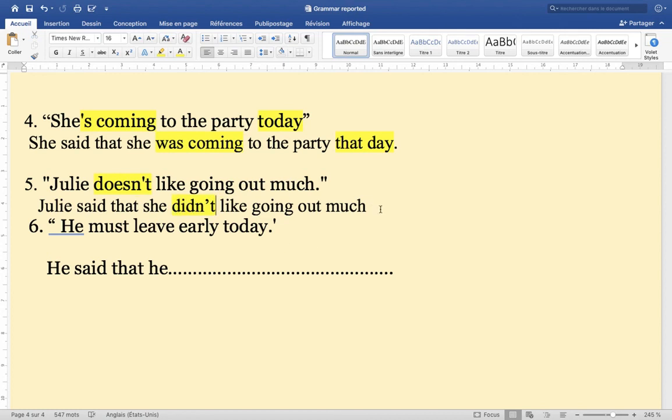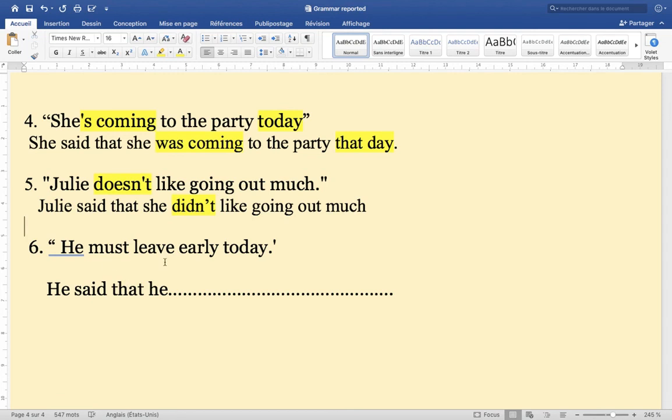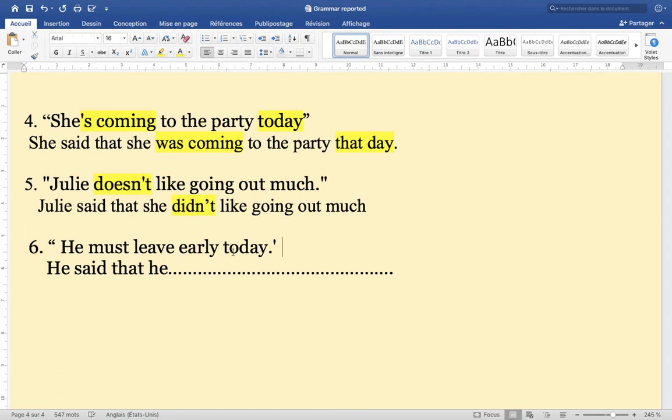I think the last example we have is must. He must leave early today. He said that, we have must. We have modals, the modal must. We can say he said that he had to leave early, and we have today, so you can say that day. Must in indirect speech is going to be had to.